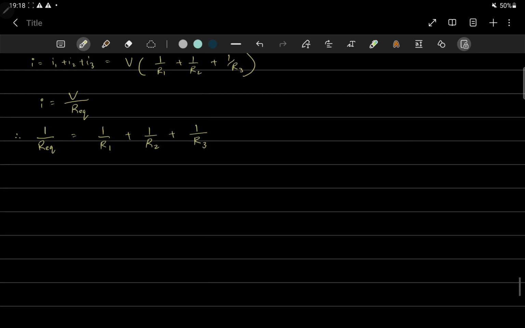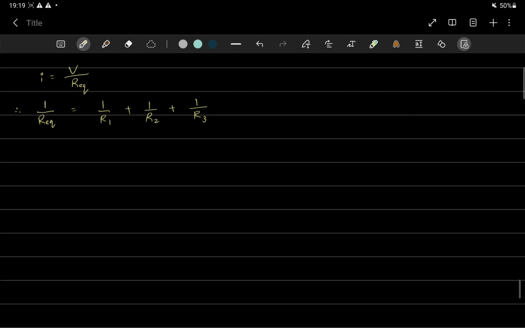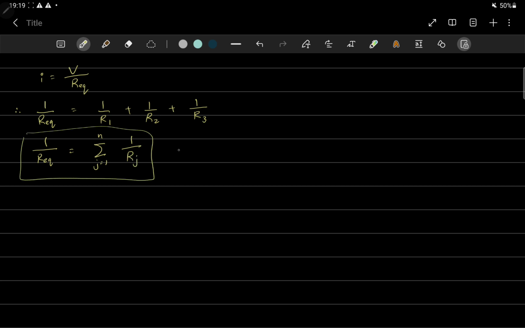Okay, so if we want to extend this result to the case of many resistances, n number of resistances in particular, I can write 1 by R equivalent equals the summation over all of the resistances in this way, right? So this is for n resistors in parallel.